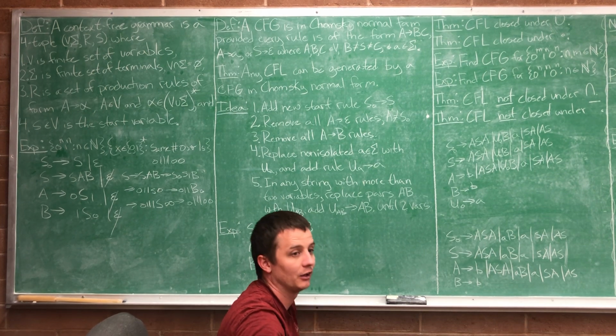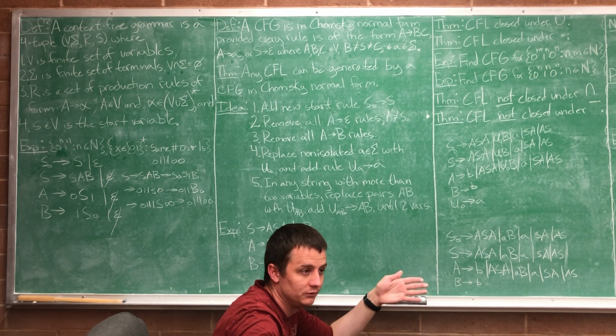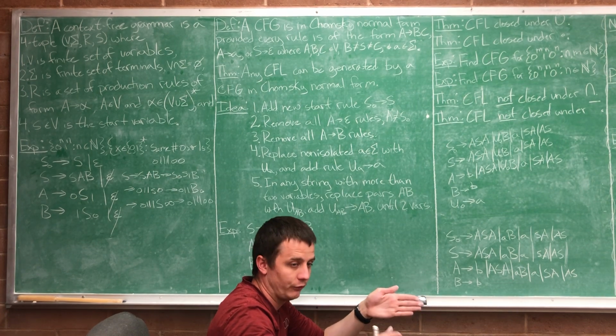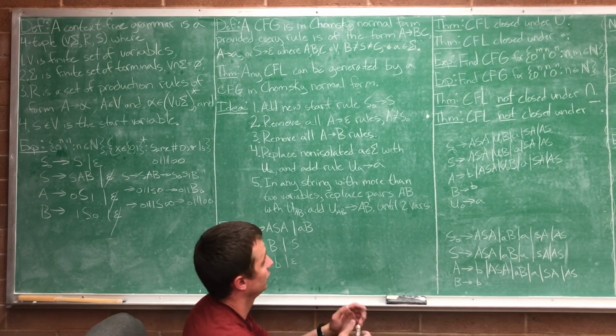And we keep doing that until there's only 2 variables left. So if we have a string of 5 variables, we take 2 of them, and we replace it with 1, which leaves us a string of 4, we take 2 of them, replace it with 1, which leaves us a string of 3, take 2 of them, replace it with 1, which leaves us a string of 2.